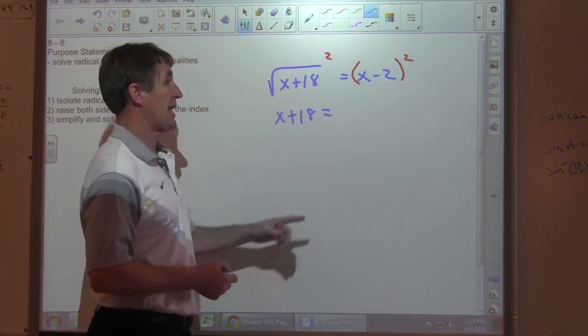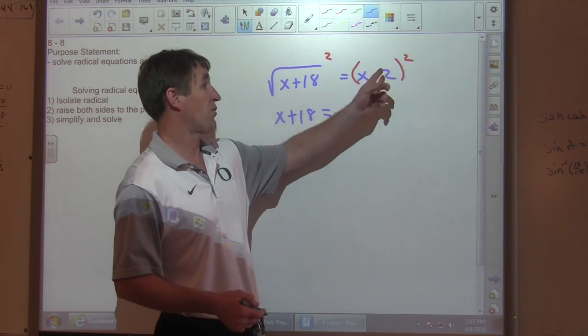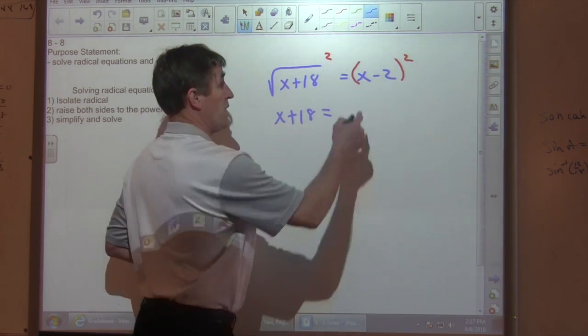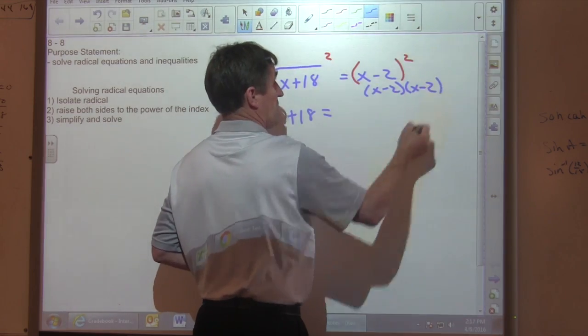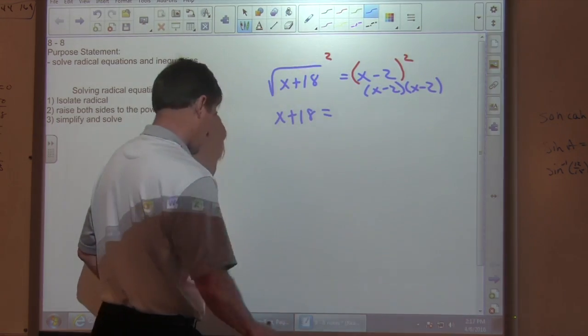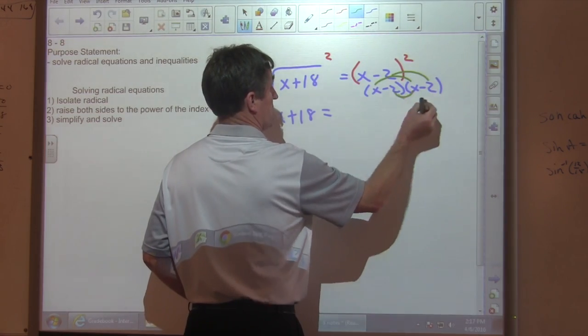And the common mistake is people just square the x and they go x squared plus 4, and they square both of those. But you have to remember that x minus 2 squared means x minus 2 times x minus 2. So we have to use the claw method on this.